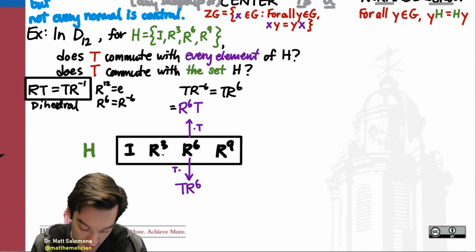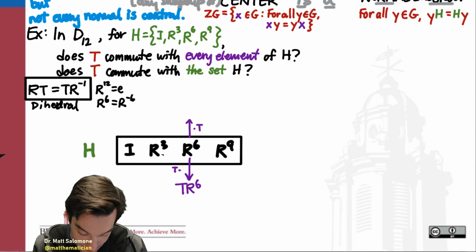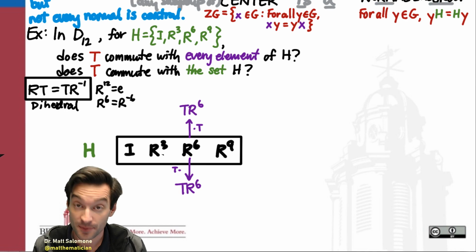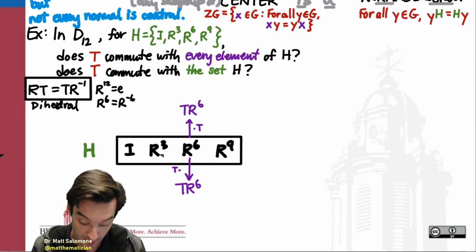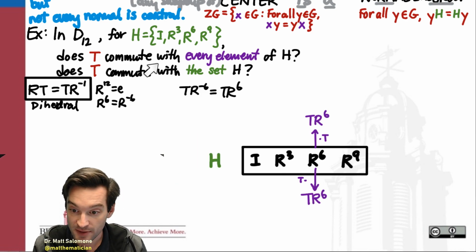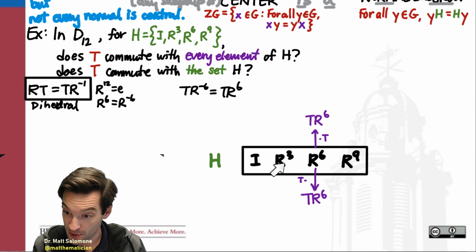And so after all of that arithmetic, what we find out is that right multiplication by T and left multiplication by T both end up being the same operation when I'm multiplying by R to the 6th. TR to the 6th is equal to R to the 6th times T. They both end up in the same element of the dihedral group of the dodecagon. All right, but that's just one element. Remember, the question that I posed here is, is it true for all elements of H that T commutes with every element of H? So we got to keep going.